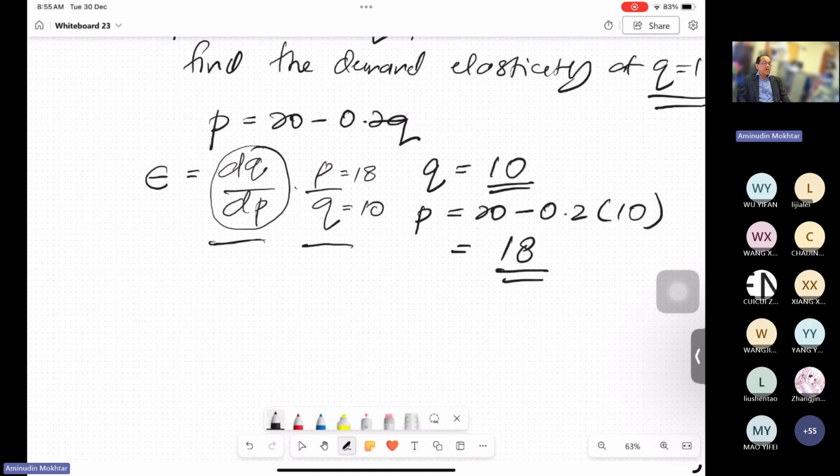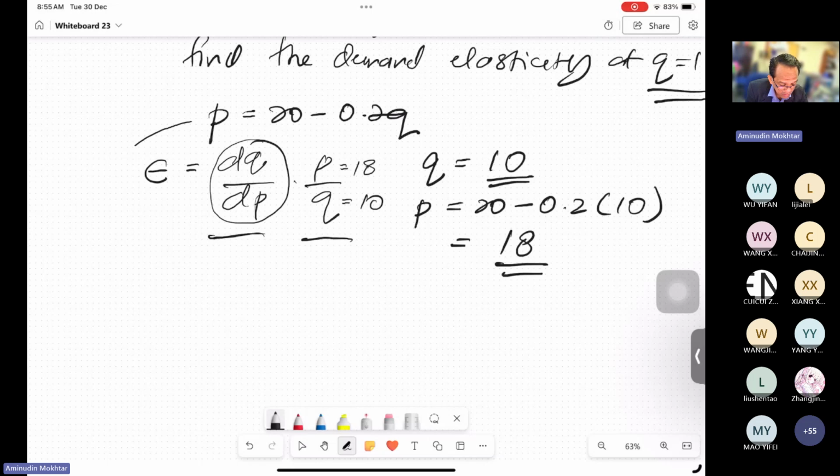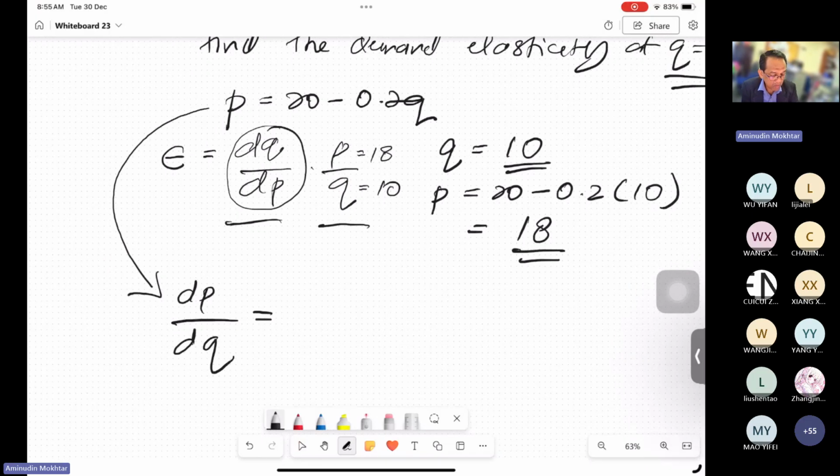What is dQ/dP? It is also a first derivative, but for this case, from this equation, we can find dP/dQ. Please remember, when we're talking about the first derivative dP/dQ, P is the dependent variable, Q is the independent variable. Q is the domain, P is the range. We have domain and range, and also input and output.